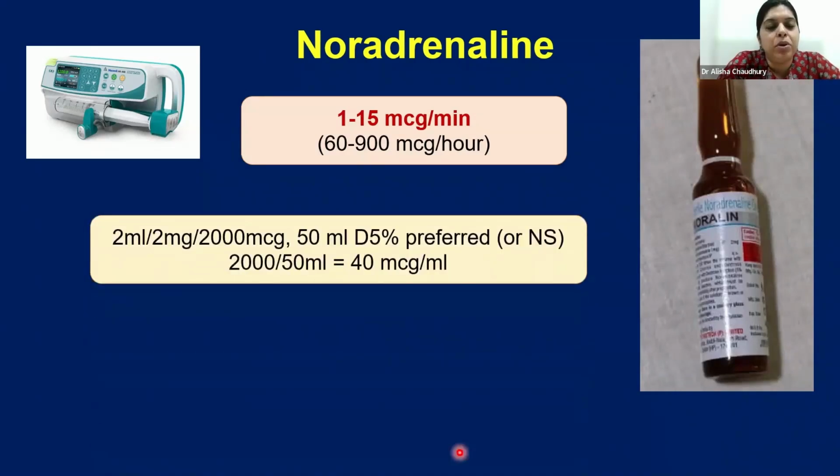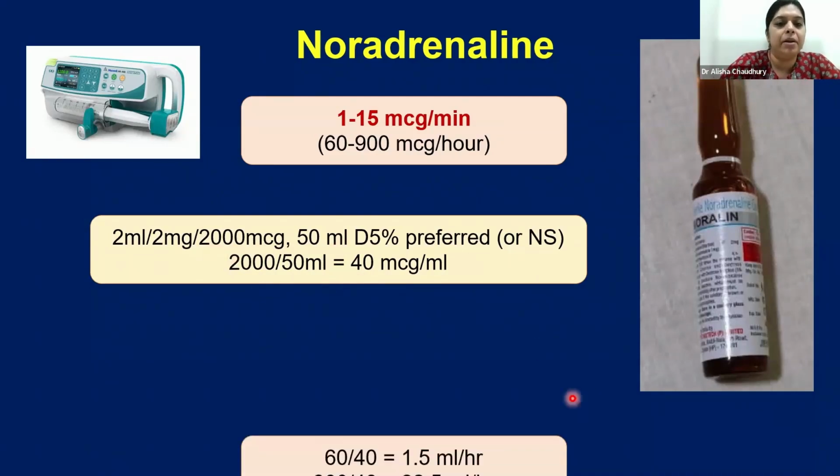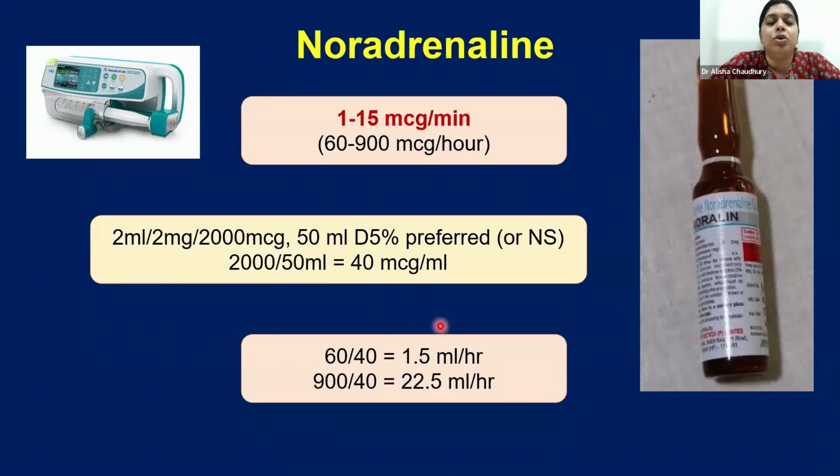Now, each Norad ampule has 2 ml. That 2 ml has 2 mg, correct? So that 2 mg is 2000 microgram. Now, you will try to make this Norad in a 50 ml syringe. We all use normal saline, but if you see those packet leaflets, it will always be mentioned to use 5% dextrose. Although there is nowhere written that 5% dextrose is definitely better than normal saline, it is preferred and mentioned in most of the packet inserts. Now, this 2000 microgram, you are going to put it in a 50 ml syringe, which makes it 40 microgram per ml. So each ml is going to have 40 microgram.